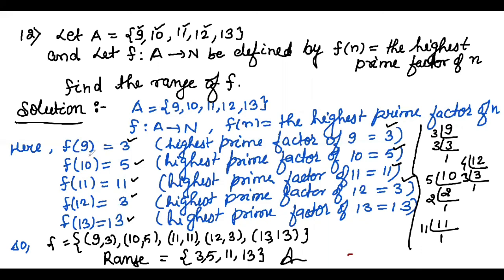So I'm going to write in the form of ordered pairs. So 9, this is x and this is f(x). So (9, 3), then (10, 5), then (11, 11), then (12, 3), and then (13, 13). Now here we have to find the range, meaning the second coordinate from the ordered pairs. So 3, 5, 11, 3 and 13. We know that in a set we will not repeat any elements. So I have written here {3, 5, 11, 13}. This is the range. Thank you.